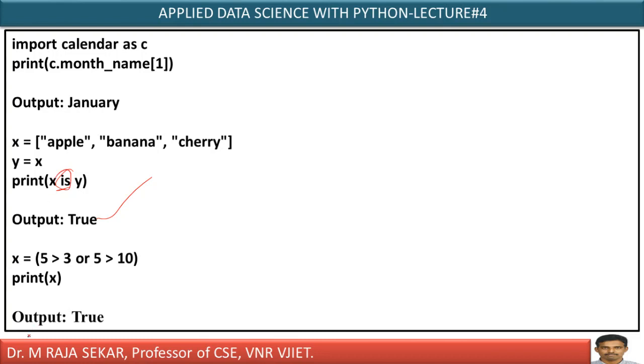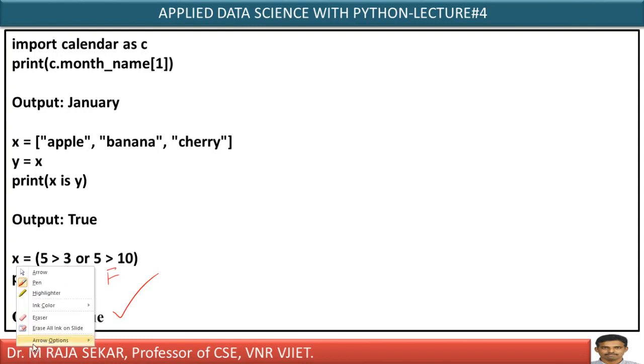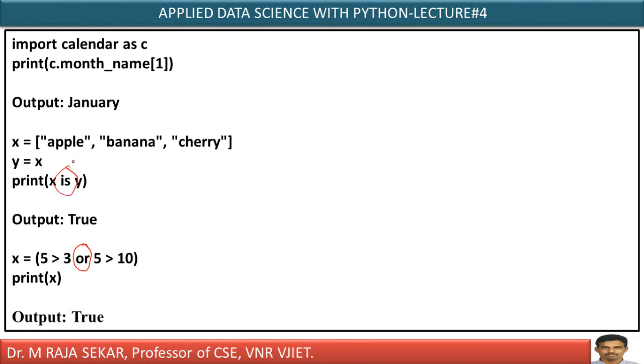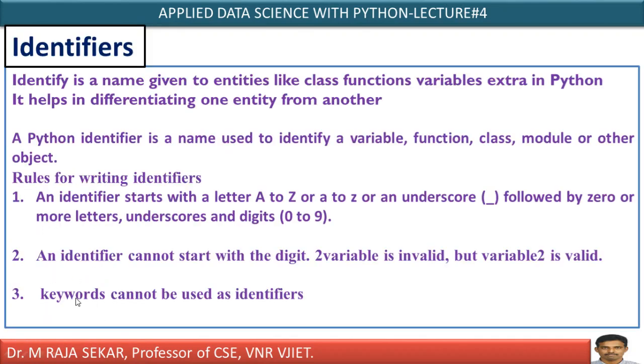Therefore, this is also a keyword. True is also a keyword. False is also a keyword. Just see this one: 5 greater than 3 is True, isn't it? 5 greater than 10 is False. Or means if both are false, then or is false. If at least one of them is true, the resultant is true. Therefore, in output you are getting True. Here or is a keyword, is is a keyword, as is a keyword, True is a keyword, isn't it? All these are keywords. To explain these keywords, I just kept this simple code.